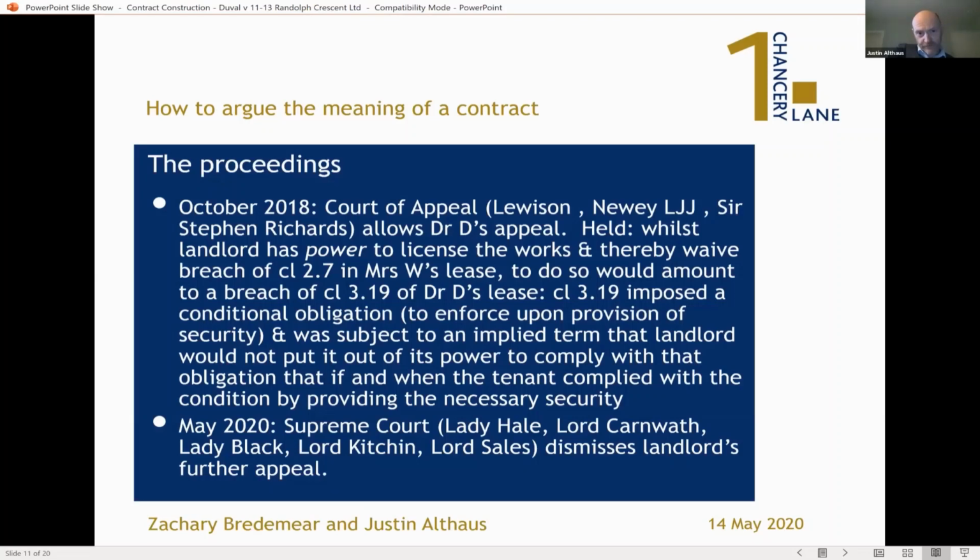That clause 3.19 imposed a conditional obligation to enforce upon provision of security, and it was subject to the implied term that the landlord would not put it out of their power to comply with that obligation, if and when the tenant complied with the condition by providing the necessary security.